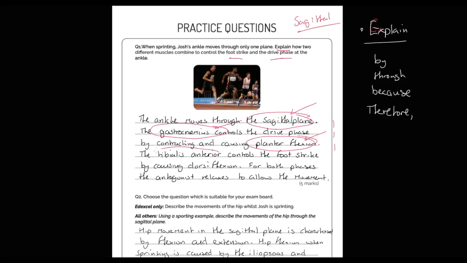The tibialis anterior controls the foot strike by causing dorsiflexion. Remember, by again, look, by again there. By, I'm saying, but it's done by the following process. For both phases, the antagonist relaxes to allow the movement to occur. Now, I've already got max, and we could get an extra mark, I suppose, if there was one available for talking about how the antagonist operates in this sense. More of which in another session.